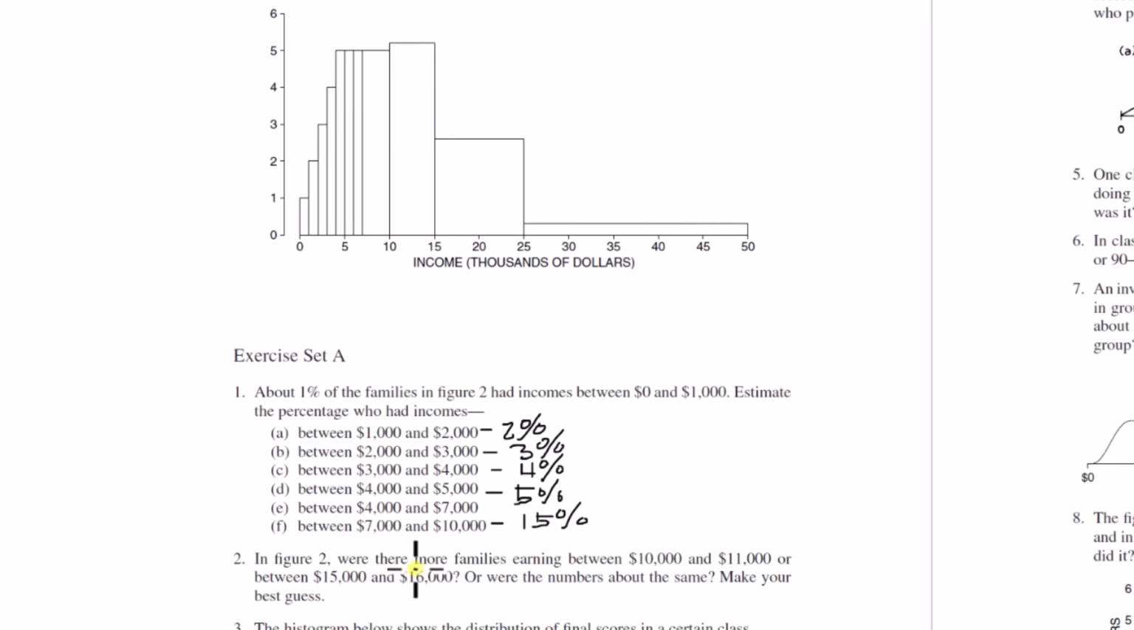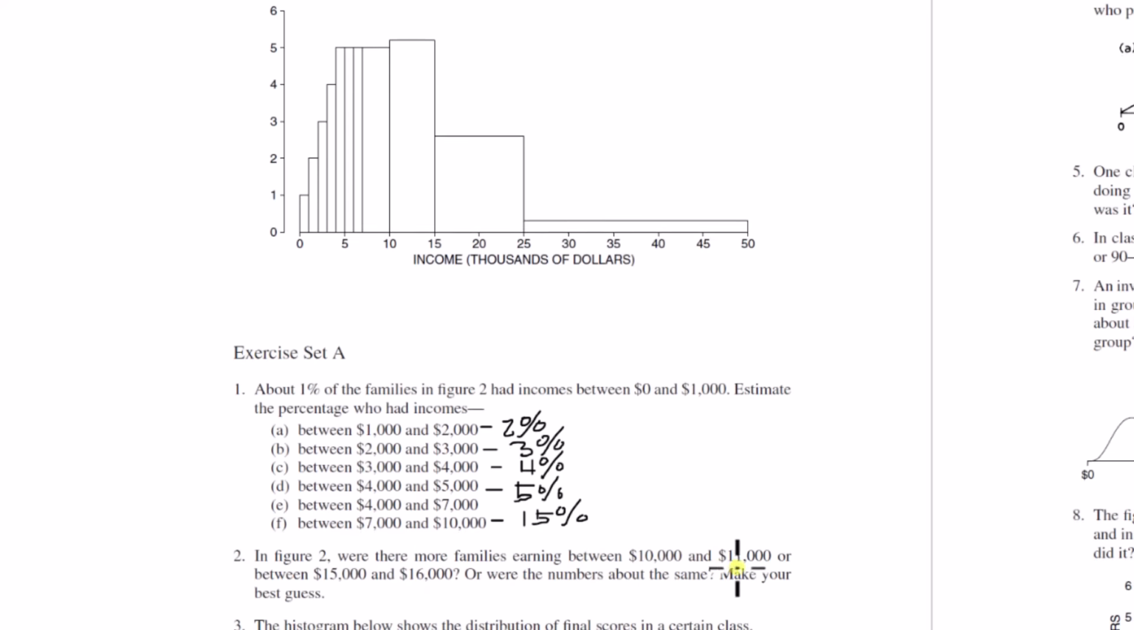In Figure 2, were there more families earning between 10,000 and 11,000 or between 15,000 and 16,000? The widths of those two blocks are the same, but this one has a larger height. So between 10,000 and 11,000 for sure.